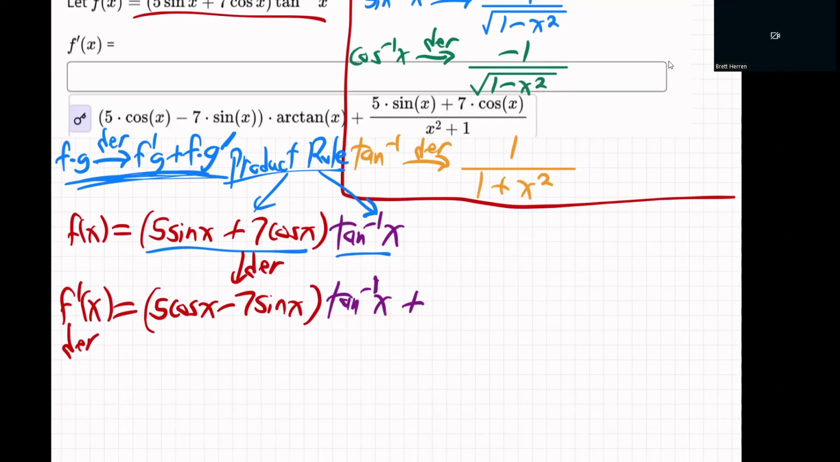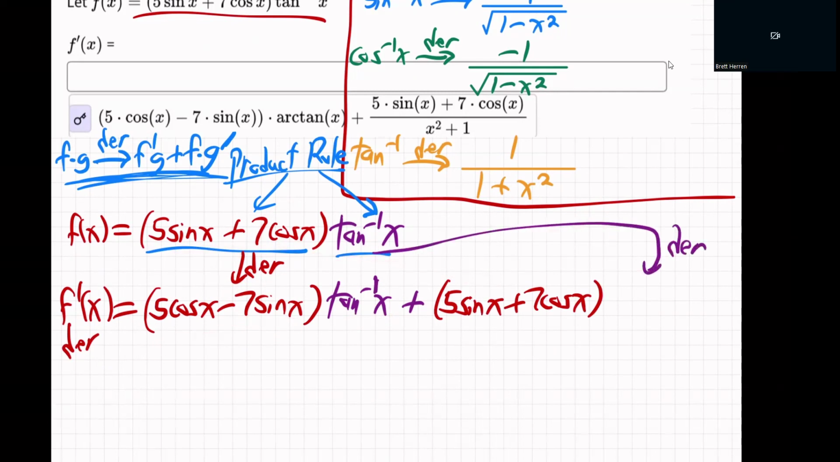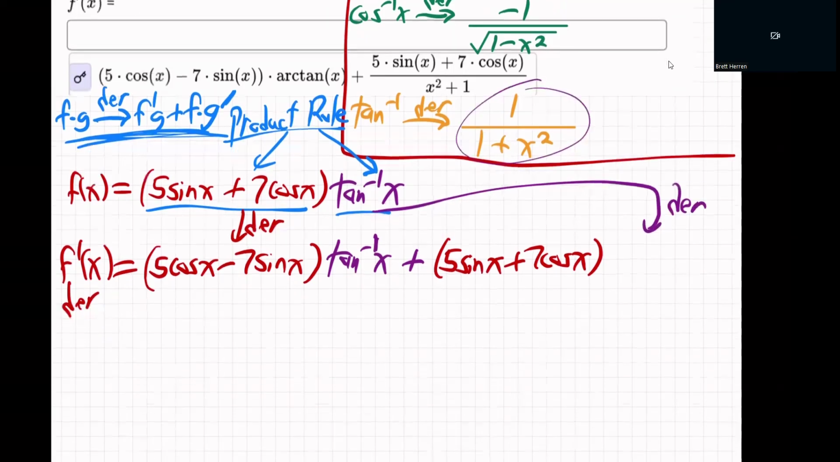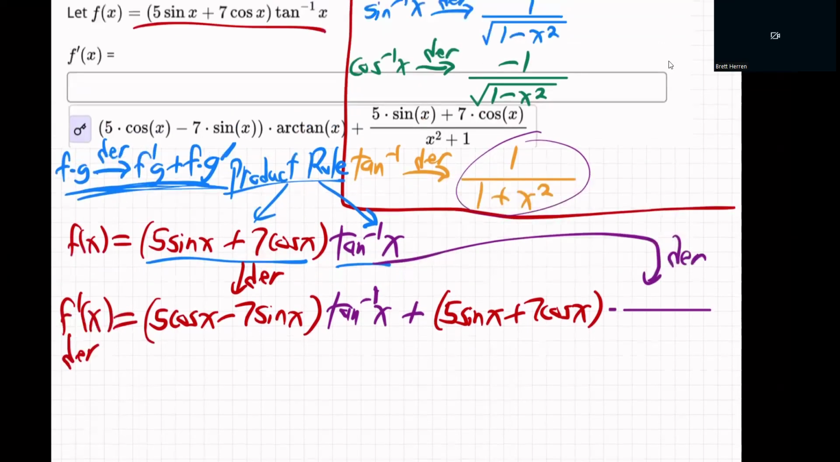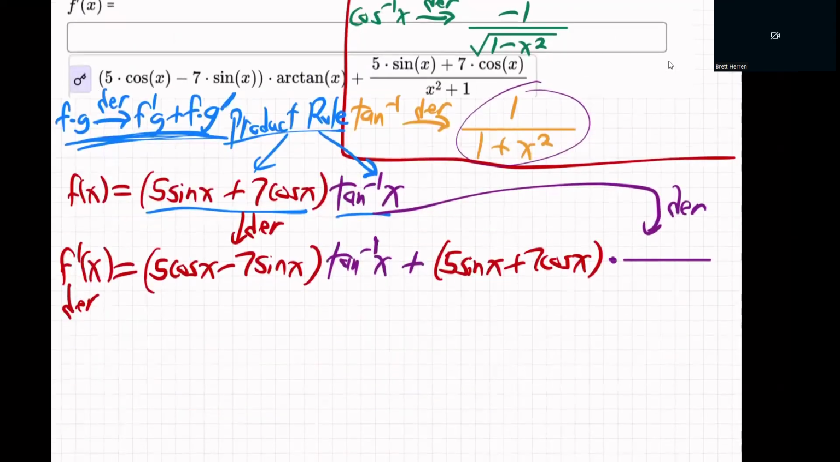Plus, now the first function just sits there. So 5 sine x plus 7 cos x, as it was in the beginning. I just took this function and it's no change. It's just sitting there. He already had his turn back here. And now it's time to do the derivative of the inverse tangent, which we have right there. So that's going to be times 1 over 1 plus x squared.